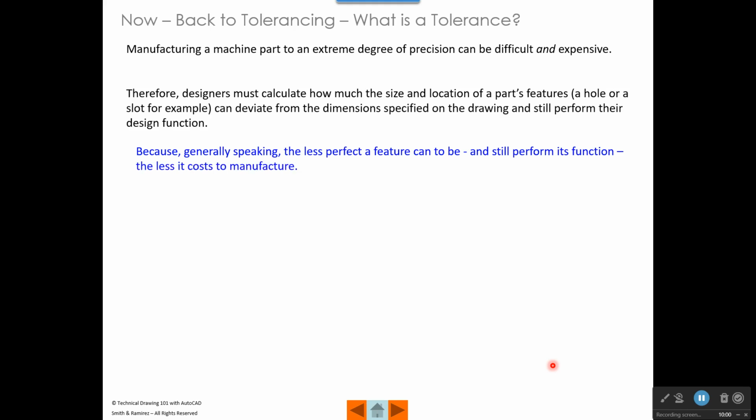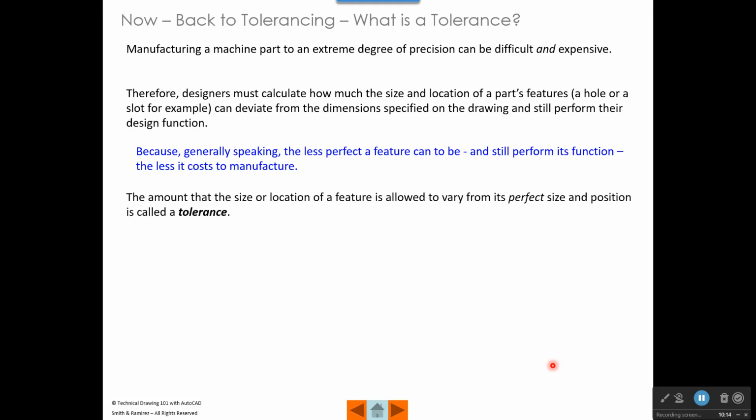Because generally speaking, the less perfect a feature can be and still perform its function, the less it costs to manufacture. So the converse of this is true too. The more perfect that a feature has to be in order to fulfill its function, the more it will cost to manufacture. The amount that the size or location of a feature is allowed to vary from what would be its perfect size and position is called a tolerance.